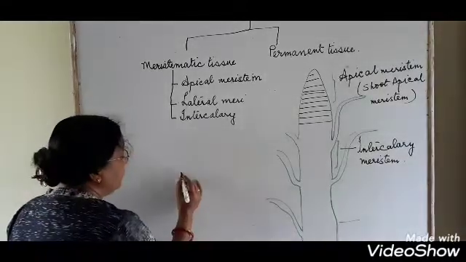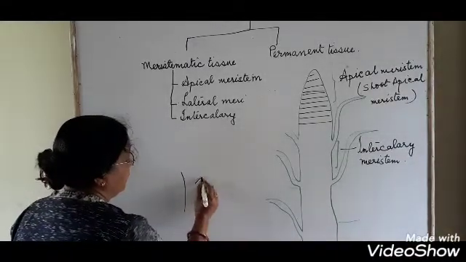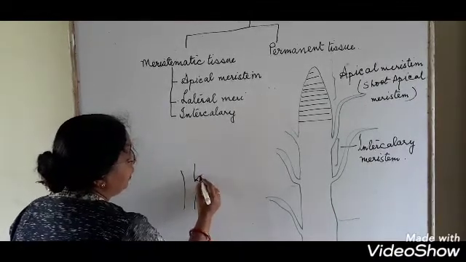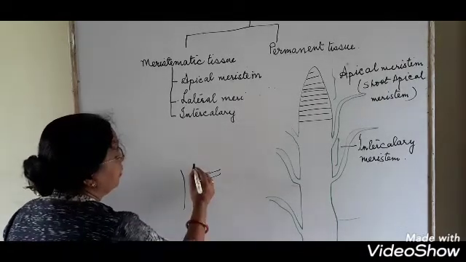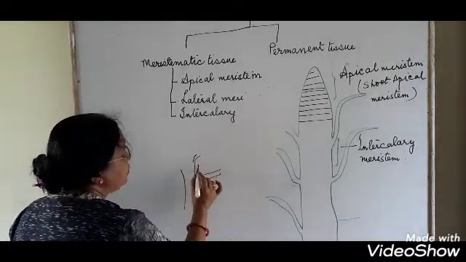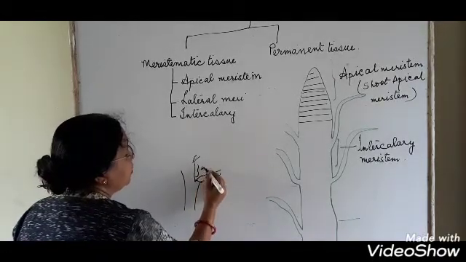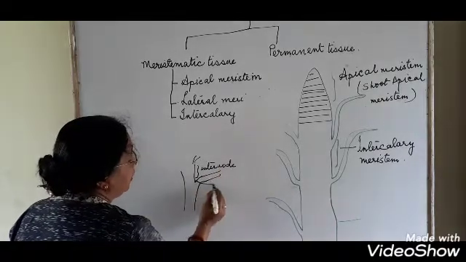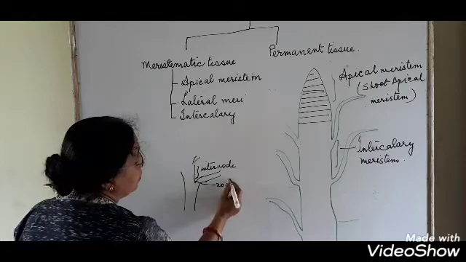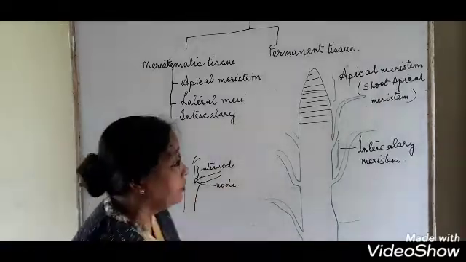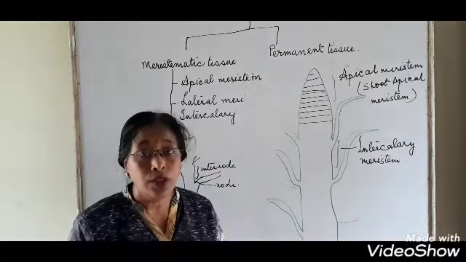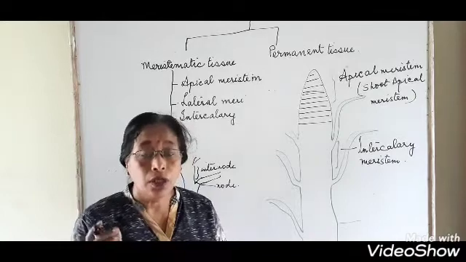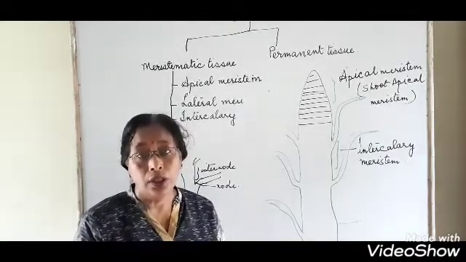Let's see one diagram. Now this is the node from where the stem is arising and another stem is arising. So this place is known as internode. This is internode and this is node. So the intercalary meristem is present in the nodes and internodes region, the point from where the stems, the leaves or the twigs arise.